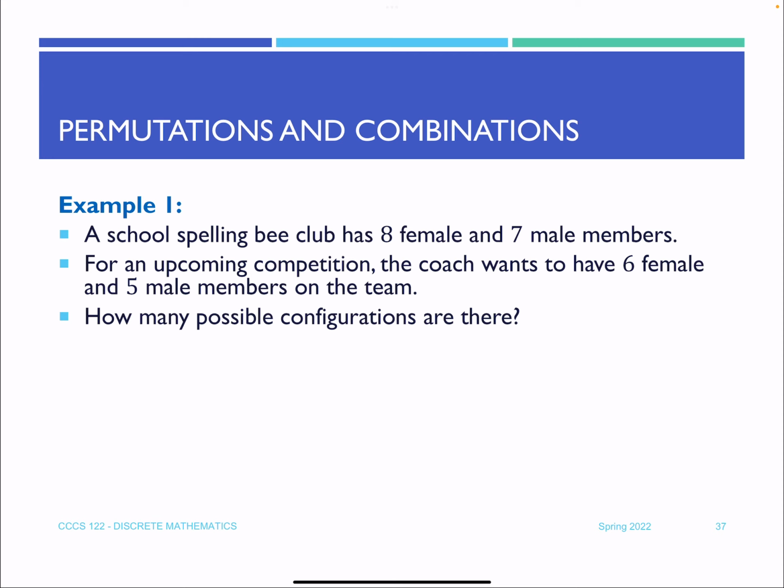Here's an example. A school's spelling bee club has 8 female and 7 male members. For an upcoming competition, the coach wants to have 6 female and 5 male members on the team. How many possible configurations are there? So we have to pick 6 out of 8 female team members, and we have to pick 5 out of an available 7 members for the team.